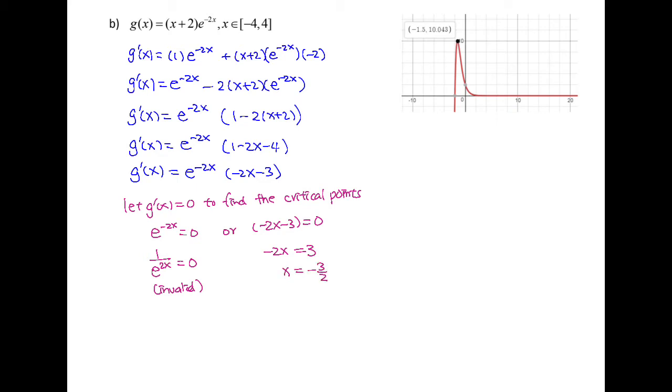And once again, you have to see whether or not this critical point is actually within the domain. And this is negative 1.5. This is in between negative 4 and 4. So it is our critical point.